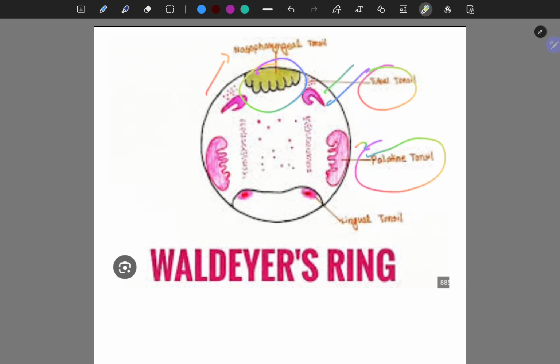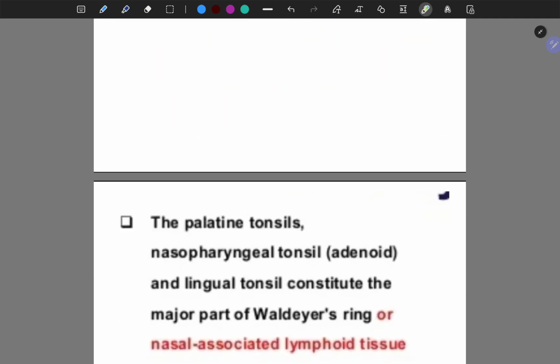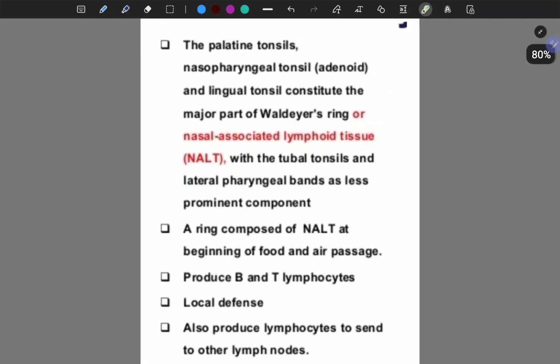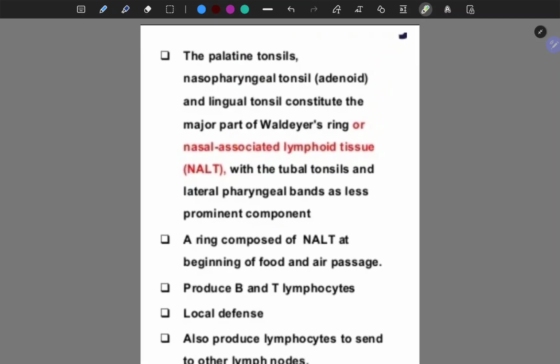So they may ask you about Waldeyer's ring, which is the nasopharyngeal tonsil on the roof, tubal tonsil on the eustachian tube, palatine tonsil on either side of the soft palate, and lingual tonsils on the tongue. So, what is a very important anatomy with respect to palatine tonsils? The palatine tonsil, nasopharyngeal tonsil, and lingual tonsil constitute the major part of Waldeyer's ring, which is nothing but mucosa associated lymphoid tissue, with the tubal tonsil and lateral pharyngeal band.